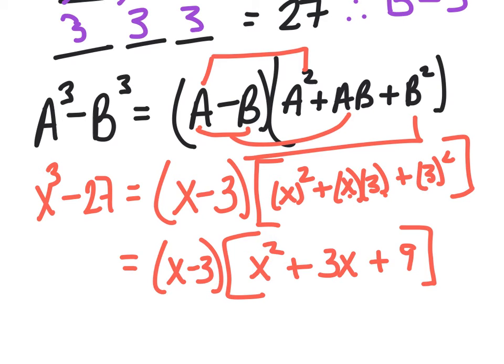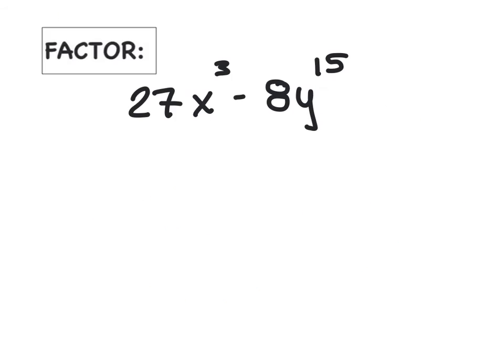And I'm going to really encourage you to do it in 2 steps because it can get ugly. So make sure you substitute with parentheses and then write it out. All right, let's make it a little more interesting. 27x cubed minus 8y to the 15th. So again, I know it's a difference of two perfect cubes because of the minus sign.